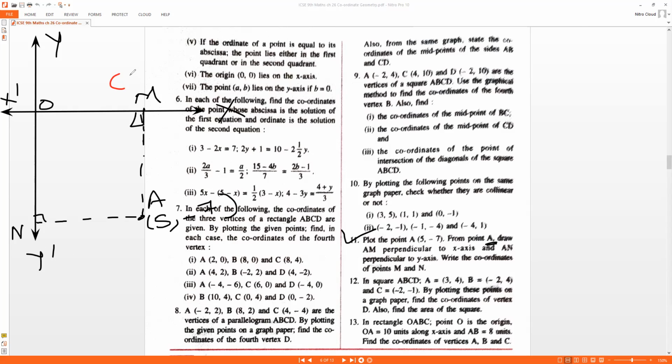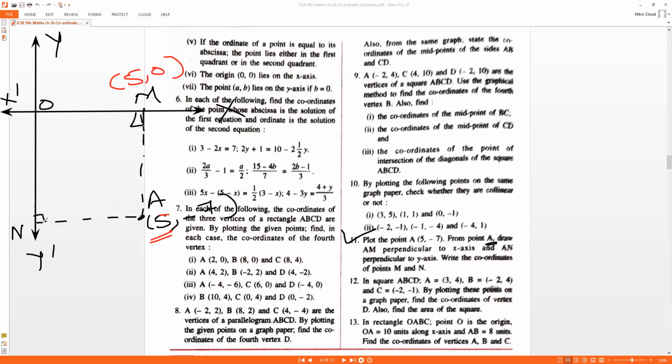What will be M? See, what did I tell you? The distance of the point from the x-axis is the y coordinate. So if A and M lie on the same vertical line, then their x coordinates are same. Okay, x coordinate will not change. If they lie on the same vertical line, x coordinates are same. So x coordinate will be 5. And since the point M lies on the x-axis, its y coordinate has to be 0. Any point which lies on the x-axis has its y coordinate 0.